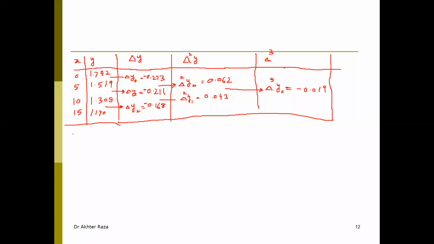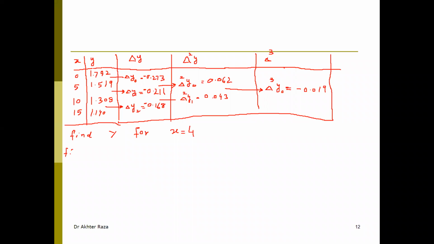We have to find y for x equal to 8. Once I told you x is equal to 4, then I told you x is equal to 8. So two times I am going to solve the problem.